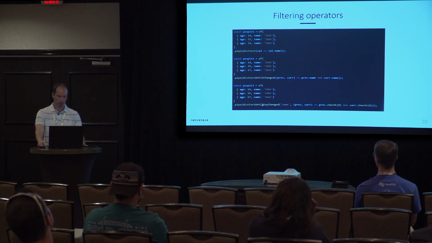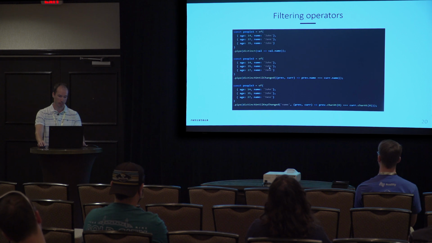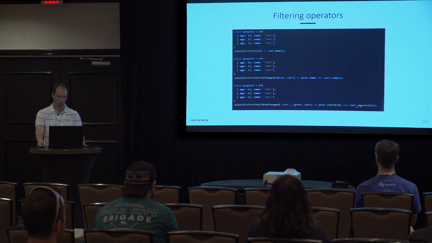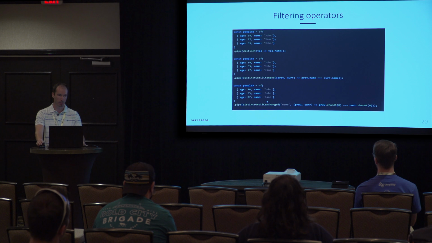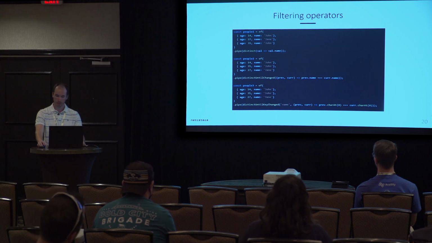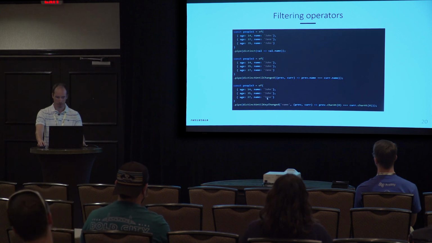And the last one, we have distinct until key change. So this is like a specialization of the second one. And here again, we say, okay, these are equal based on the first character. So what would we expect to be returned for the third one? Only the first one, yes, because the other two also start with J, so they will be discarded.